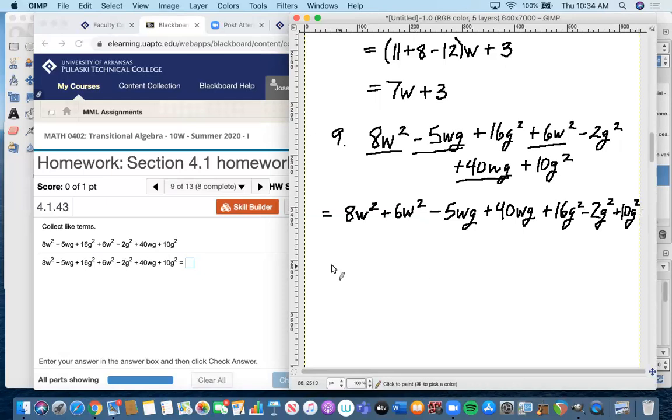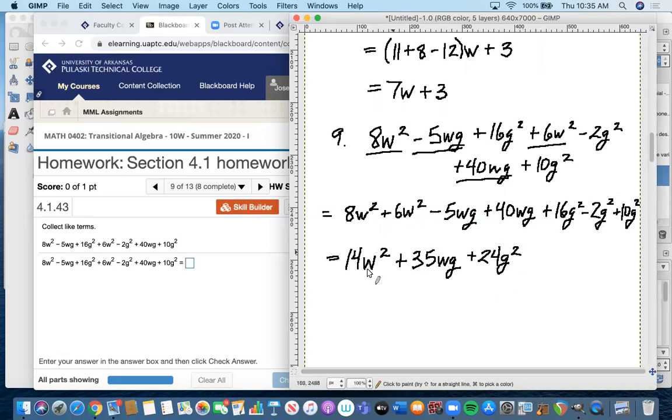Okay, and this time I'm going to skip that step where I put the coefficients in parentheses. I'm going to see if I can just do this in my head. I know 8 plus 6 is 14, so that's going to be 14W squared. Then minus 5 plus 40 is plus 35, so that's plus 35WG. And then 16 minus 2 is 14, and 14 plus 10 is 24, so that's going to be plus 24G squared.